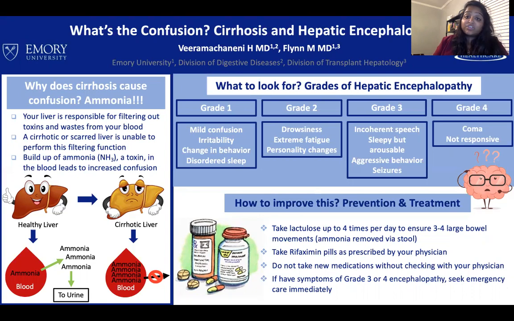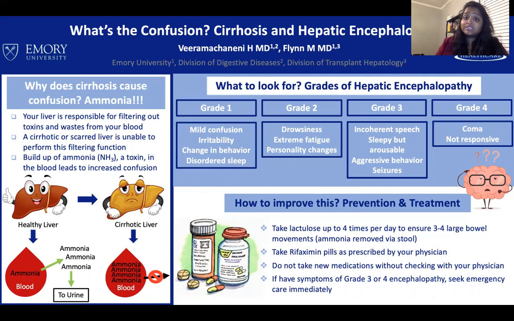If the patient is in grade 3 or 4, then that means that they need to be taken to the emergency room immediately because further care needs to be taken. But how do we prevent this from occurring in our cirrhotic patients? First off, the way that ammonia can be taken out of the body in a cirrhotic patient is through the bowel movements. And so lactulose is one of the medications that we use.